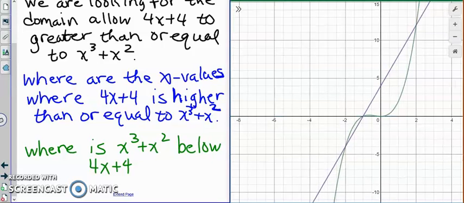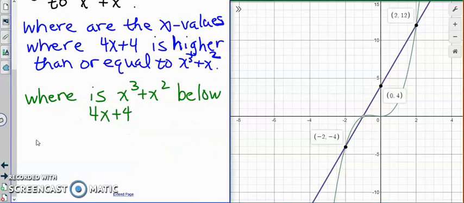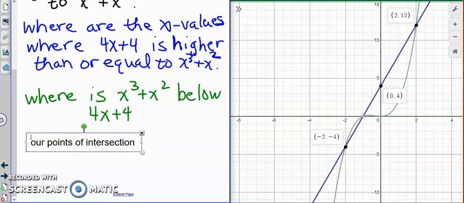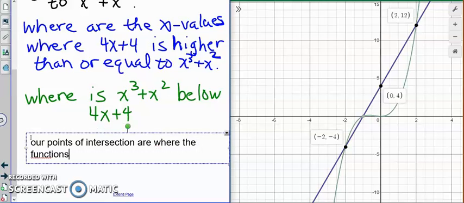All right, so we're taking a look at the points first off that are intersecting. So we know it intersects here, here, and here. So let's write that down too. So our points of intersection are where the functions equal each other. And you learned that in your previous math classes.